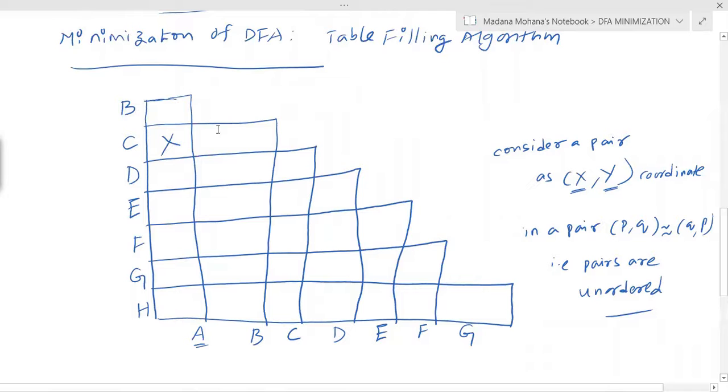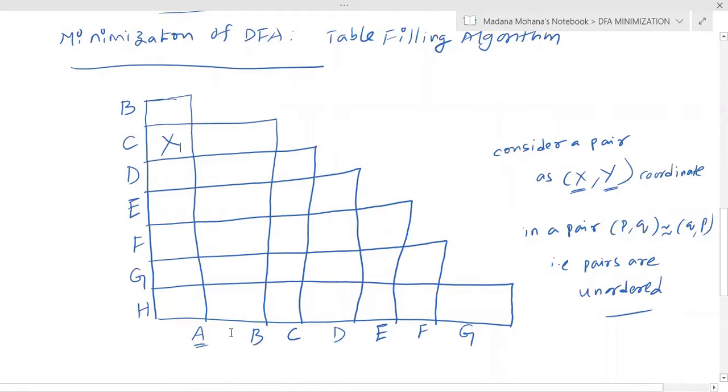Then next you can see A to D. A to D, both are non-final states. A to E, also both are non-final. A to F, also both are non-final. A to G, also both are non-final. A to H, both are non-final. So here no marking occurs other than A C.